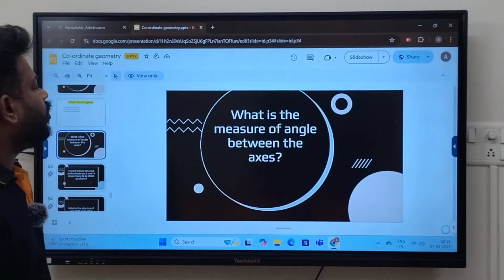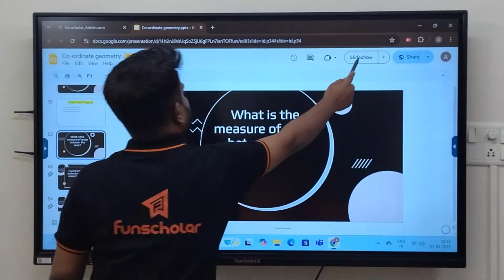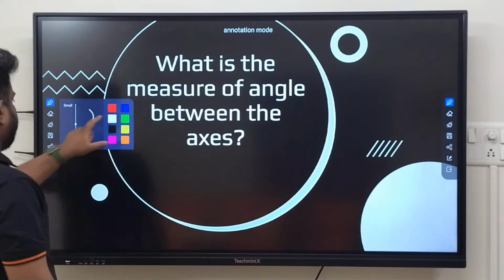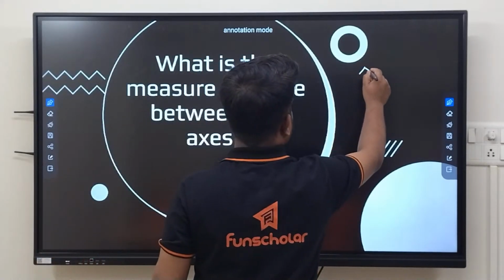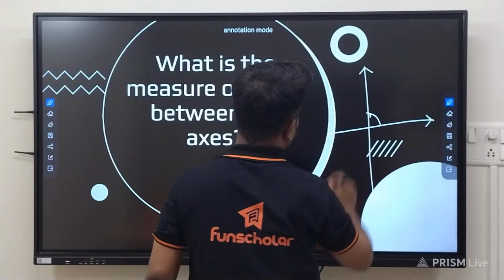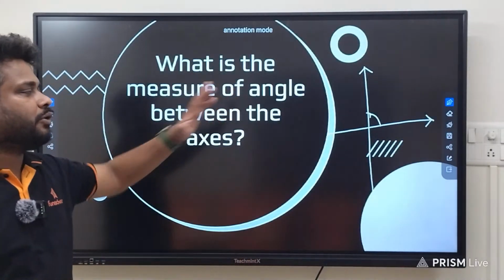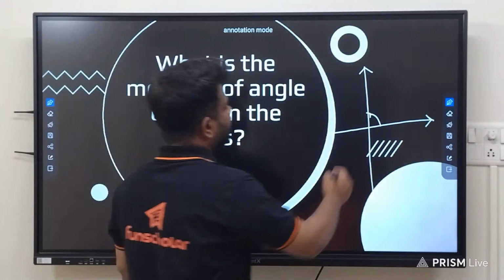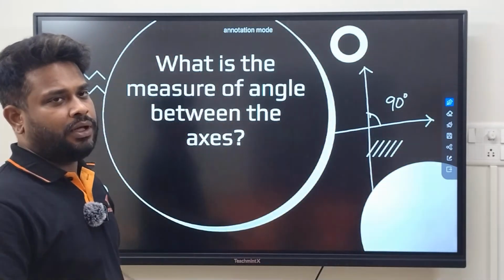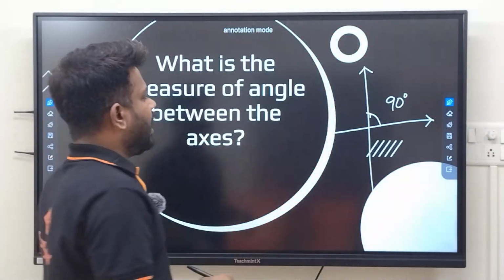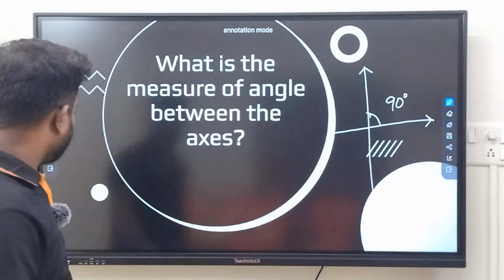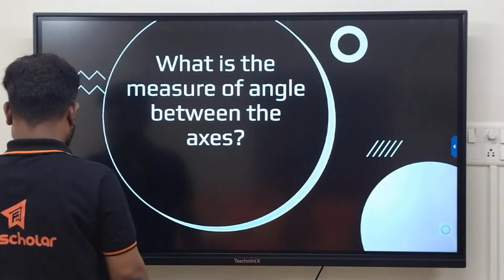Okay, what is the measure of the angle between the axes? If these are the two axes and this is the angle between them, just tell me what will be the measurement of this angle. That will be 90 degrees. Okay, you can just remember this, or you can measure it with a protractor and the answer will be 90 degrees. So this will be the angle between these two axes. Okay, the next one.